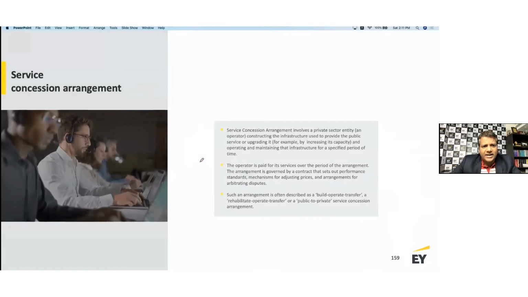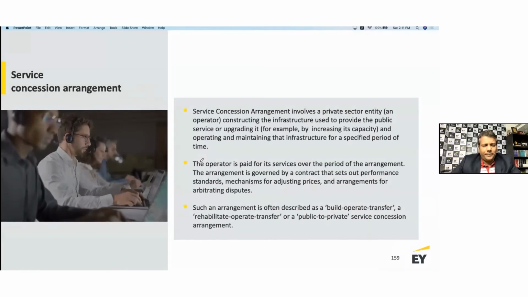Let's go through that in fair degree of detail with the help of an example. Service concession arrangements involve a private sector entity constructing the infrastructure used to provide the public service, or upgrading it, for example increasing the capacity, and operating and maintaining that infrastructure for a specified period of time, maybe 10 years, 20 years, 30 years, 40 years, 50 years. They are for a long period of time. Ordinarily, we see like 20 years. Minimum is 20 years; 20 years to 50 years is what we ordinarily see.